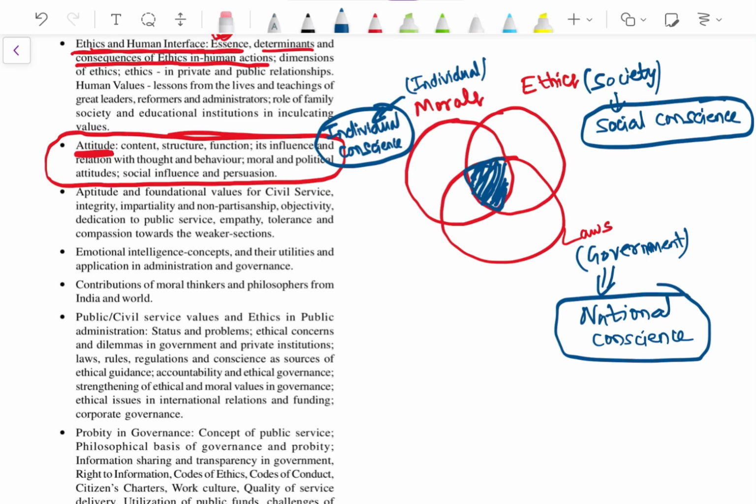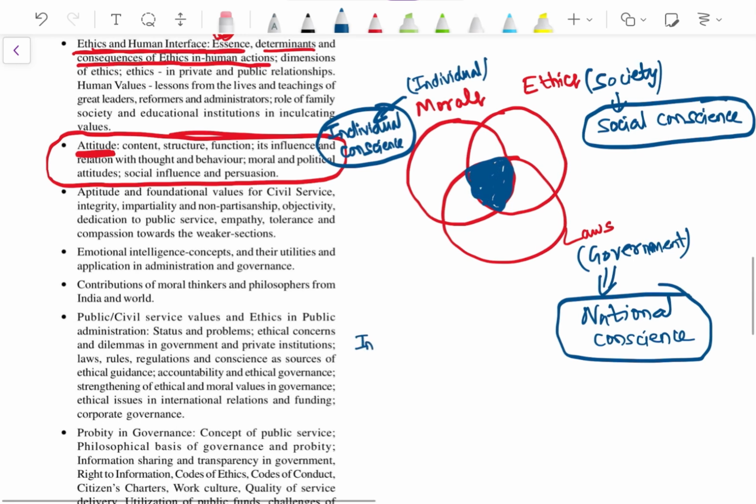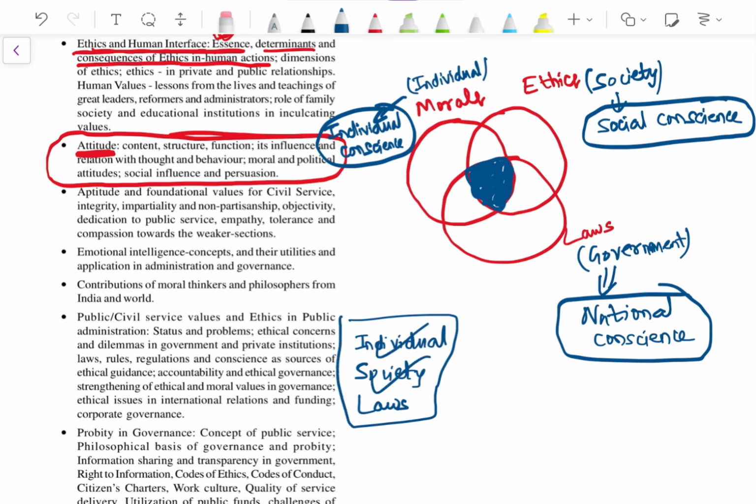See, this is the ideal situation where morals, ethics, and laws are common. That is, the individual's morals, society's ethics, and laws are common or on the same line. Whatever the individual is thinking is right or moral, society is also thinking it is ethical. And law is also made to enforce ethical standards. So this is the ideal situation.